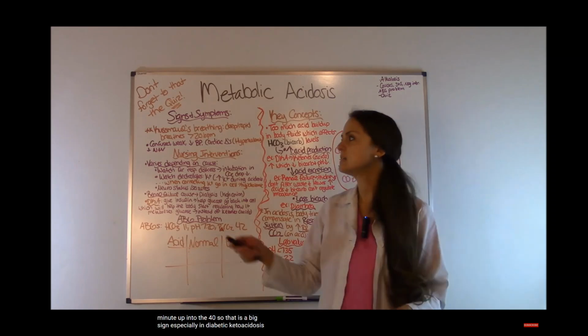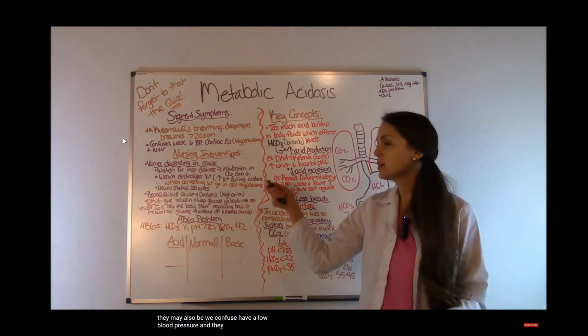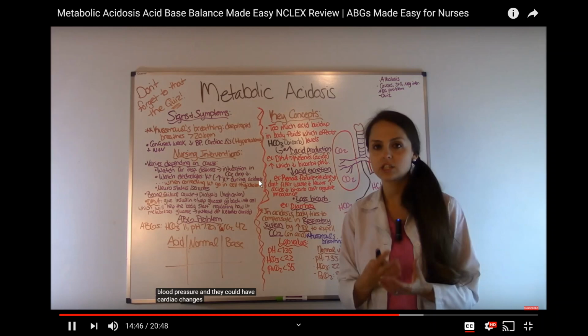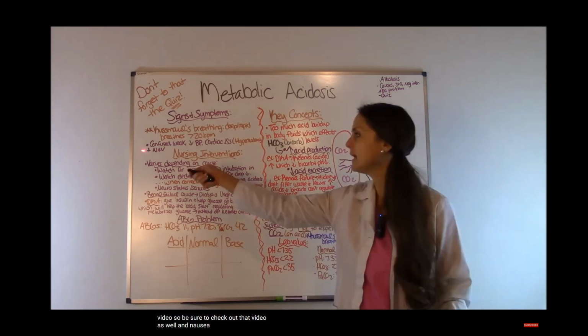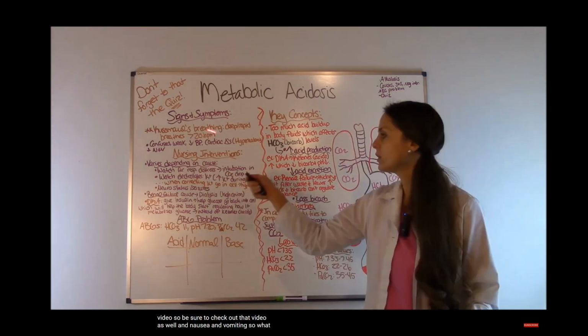They may also be weak, confused, have a low blood pressure, and they could have cardiac changes. And this is due to the increased potassium, hyperkalemia. We talked about this in the hyperkalemia video, so be sure to check out that video as well. And nausea and vomiting.